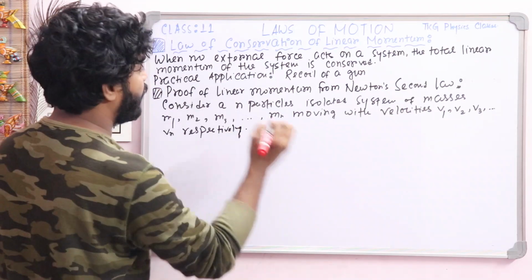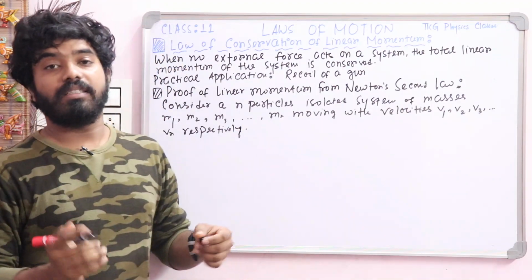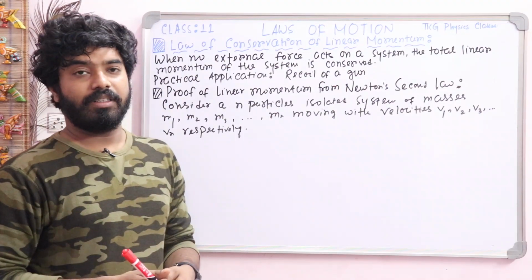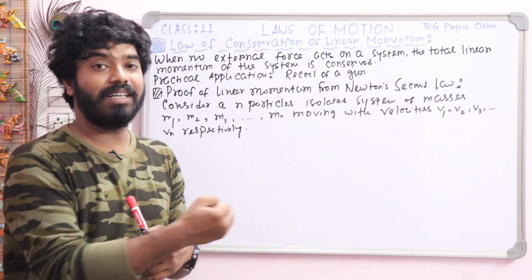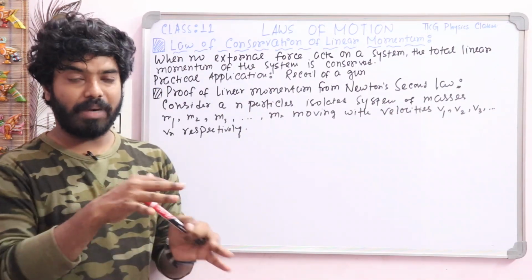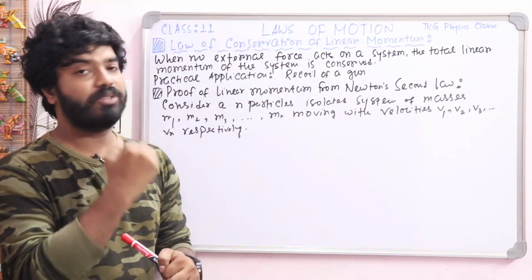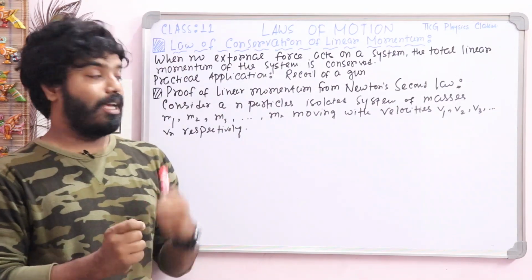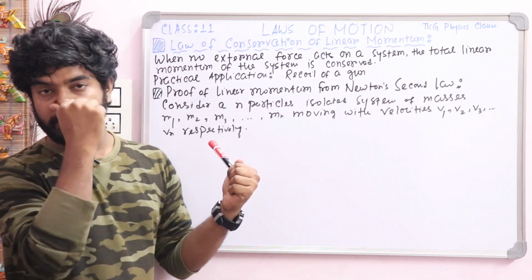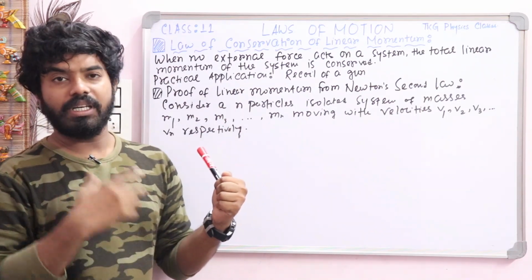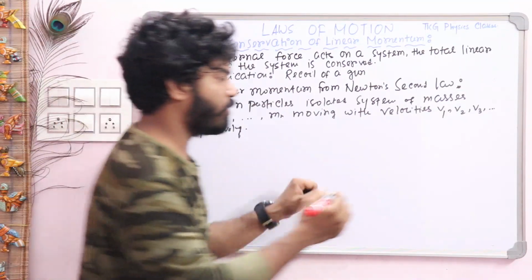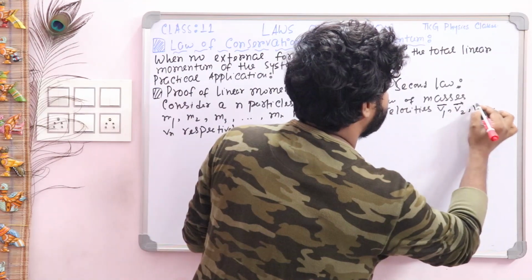That means we consider an n particle system and the system is isolated. That means no external force acts on the system, no external parameter affects that system, that is named as an isolated system. The masses of the n particles are m1, m2, m3 up to mn, with m1 moving with velocity v1, m2 moving with velocity v2, m3 moving with velocity v3, and similarly mn is moving with velocity vn. You can write this in vector form also.